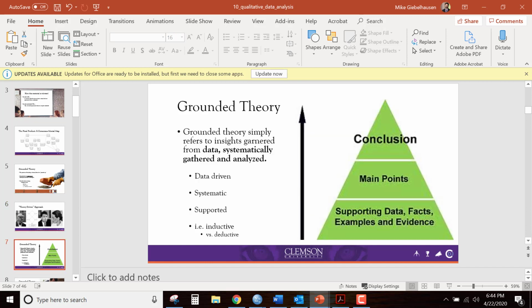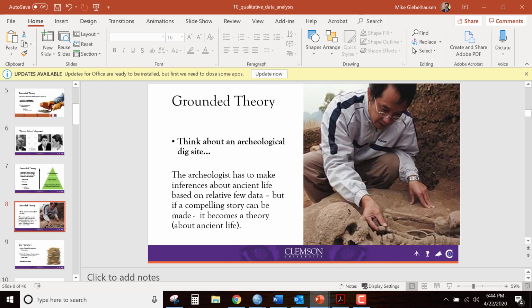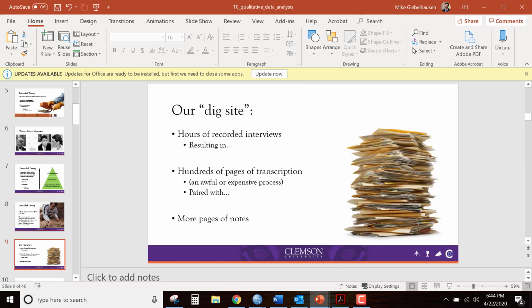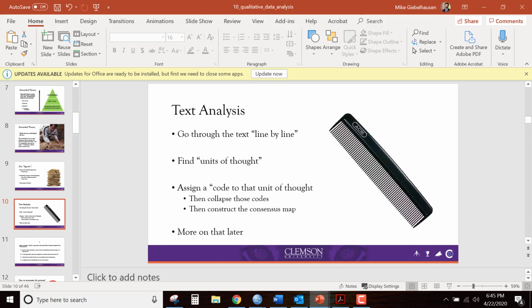All right. So grounded theory, on the other hand, is this idea of just gathering facts and using those facts to, in some sort of systematic way, generate some understanding about what's going on. All right, so it's like an archaeological dig site where you're looking for information, only instead of digging up old bones, you're digging through some sort of text or web pages or Twitter tweets or whatever it is.